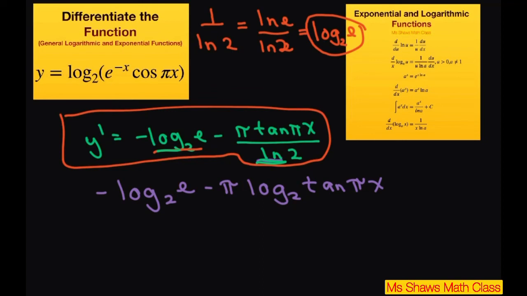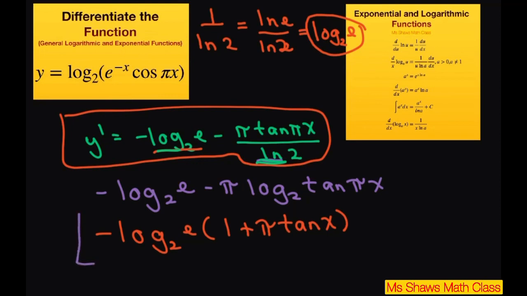All right, so what I have is log base 2 of e, and pi log base 2 of e times tan pi x. So now I can factor out a negative log base 2 of e, and I will get 1 plus pi tan pi x. You don't have to do that, but it's a way to simplify it and make it look a little bit better.